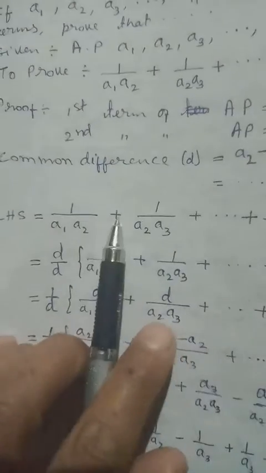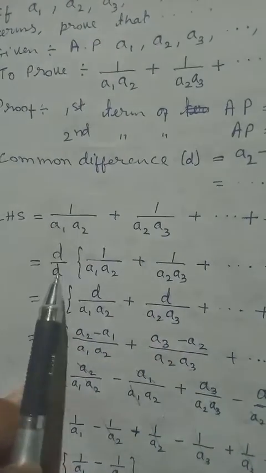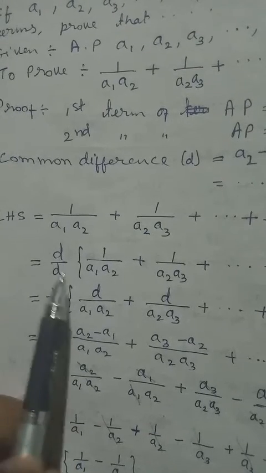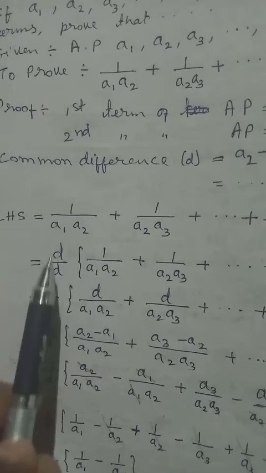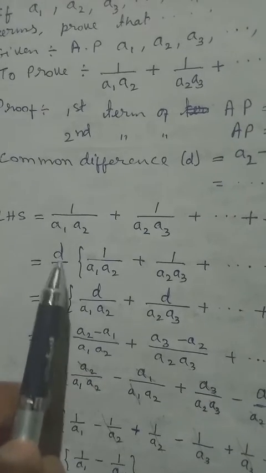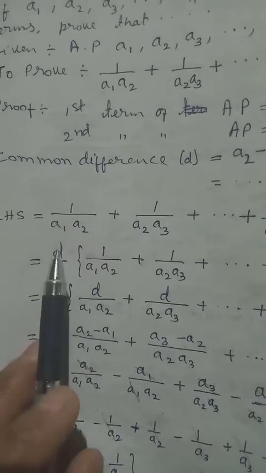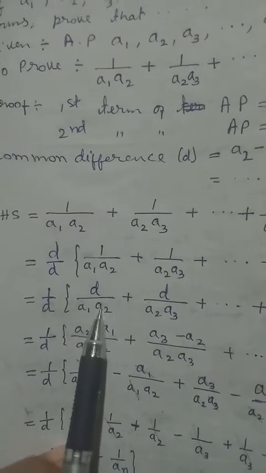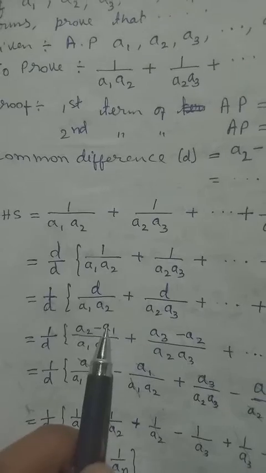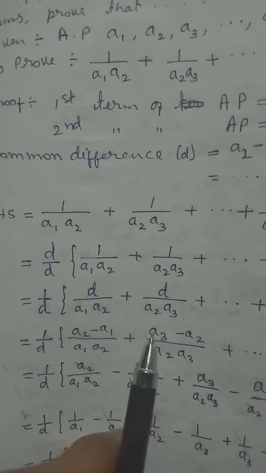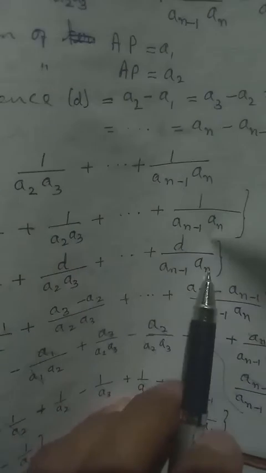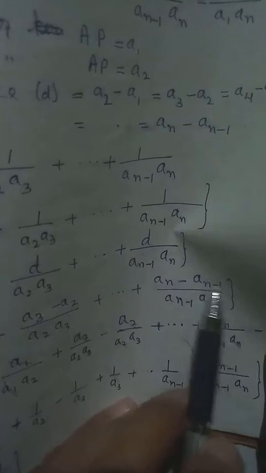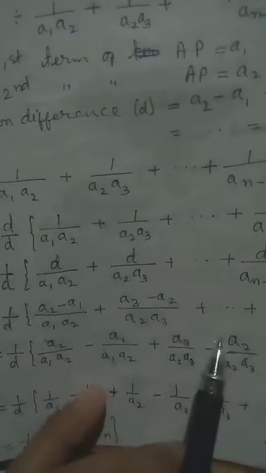Whatever is given here, we know the common difference, so if we divide up and down by the common difference d, then we can cancel. In such a way, one d we leave upside, and one we multiply inside to each and every part. So now in place of this d, we have a2 minus a1, then a3 minus a2, then a(n minus 1)... an minus a(n minus 1). The denominators remain the same.